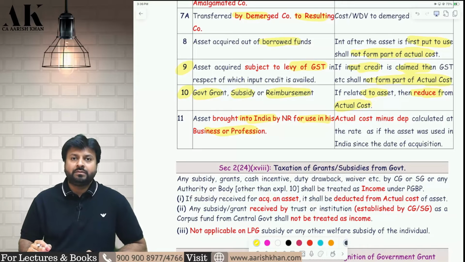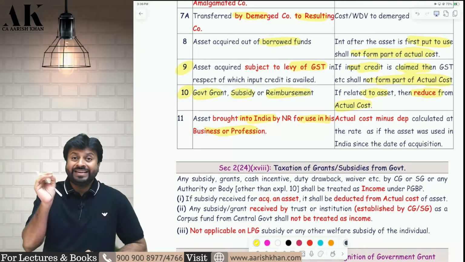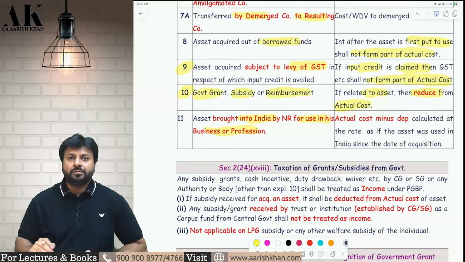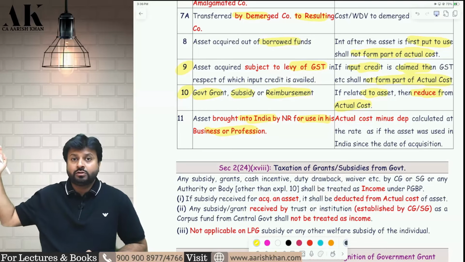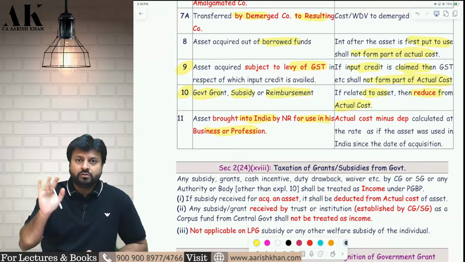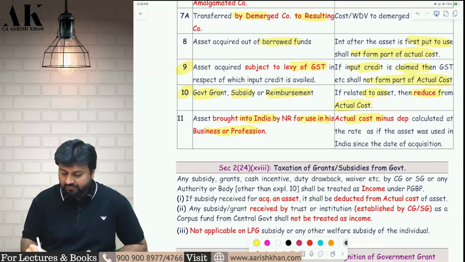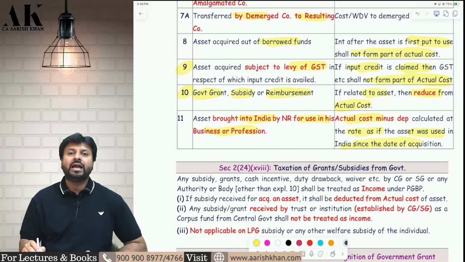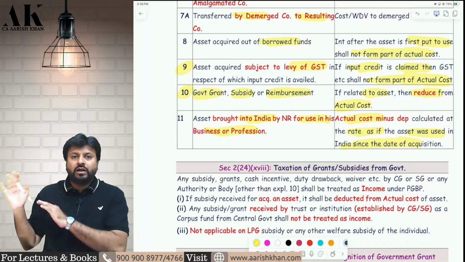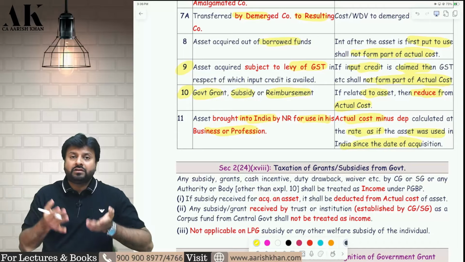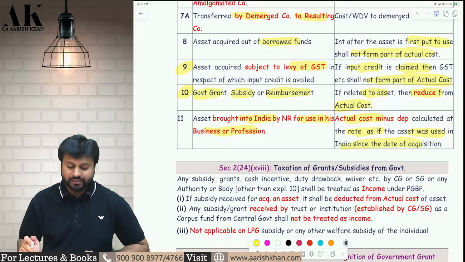The actual cost of that computer will be the actual cost of the computer minus depreciation over the years. Suppose I purchased that computer in US in 2020. So I have to reduce the depreciation from 2020 till today, and then whatever amount comes will be the actual cost in my hands. In short, whatever is the WDV of that computer, that will become my actual cost in India. I hope it is clear to all of you.